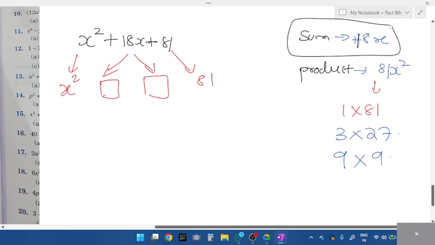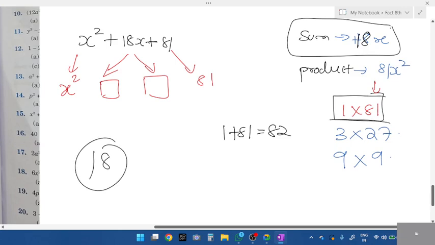What are we getting in the sum? What's the value? 18, right? Now, let us take the first pair. This is the first pair, 1 and 81. If you add 1 plus 81, what are we getting? 82.